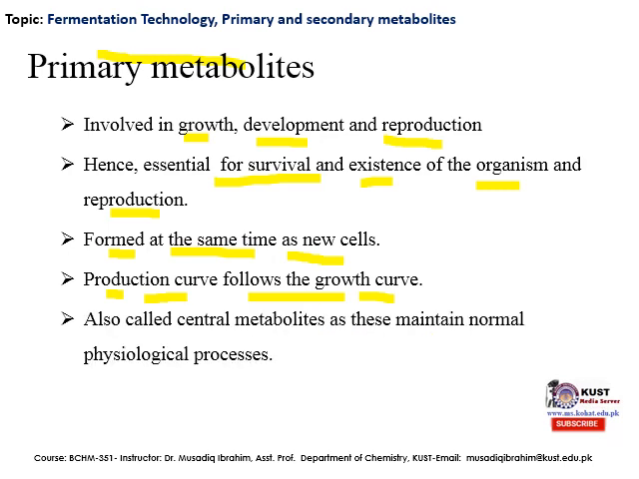Now these primary metabolites are also known as the central metabolites, as they maintain the normal physiological processes. Now the normal physiological processes include DNA replication, the process of transcription, the process of translation. So if these primary metabolites are not present, then the survival and existence of the microbial cells is not possible, and therefore they are in the utmost need of the microbial cells.